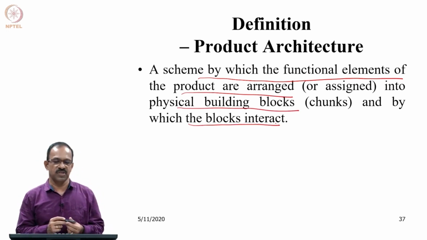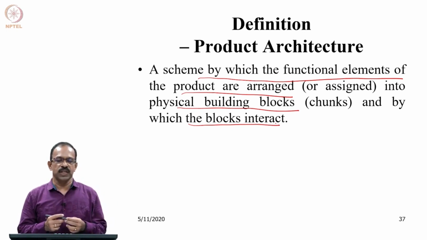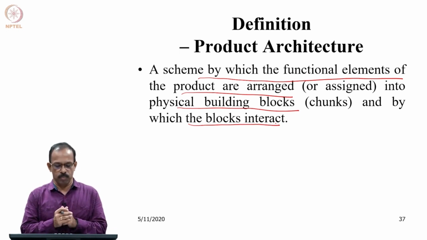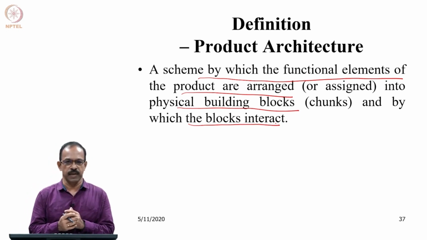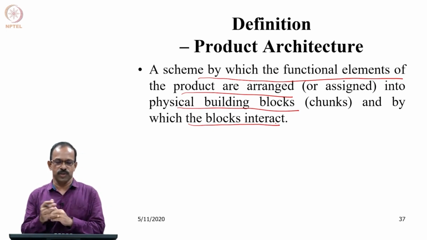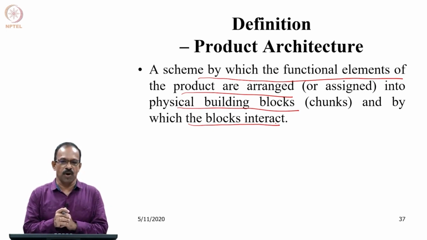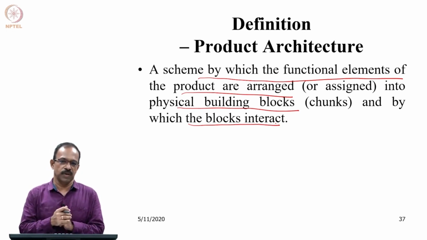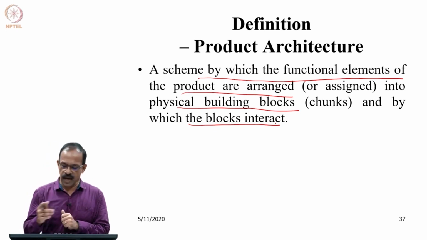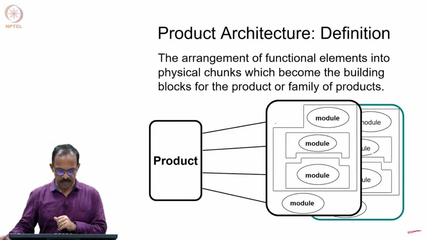So we need to check how these individual building blocks can be identified, and then how we can have a proper interaction between them. As I mentioned earlier, the functional blocks need to be converted to physical blocks, and we need to identify which functions can be combined and which functions need to be kept separate. That decides the physical building blocks, and based on that we will decide the architecture of the product.